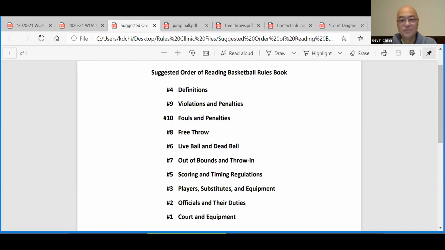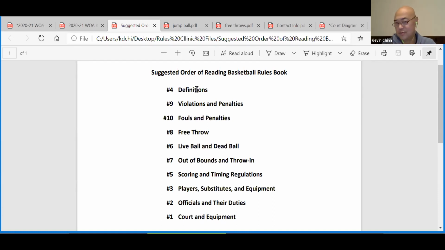Sections 1 through 10. So read them when you get time, read it in this order, because this will help you get through it. You want to start with number 4, definitions, and then go to number 9, violations, number 10, fouls and penalties, number 8, free throws, number 6, live ball, dead ball, number 7, out of bounds and throw-ins, number 5, scoring and timing regulations, number 3 is players, substitutes, and equipment, number 2 is officials and their duties, and then number 1, court and equipment.